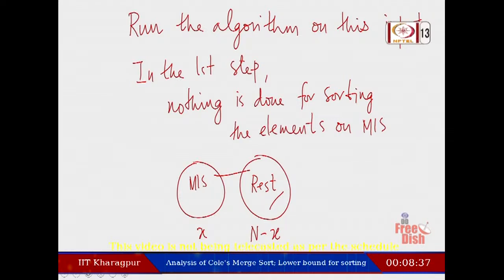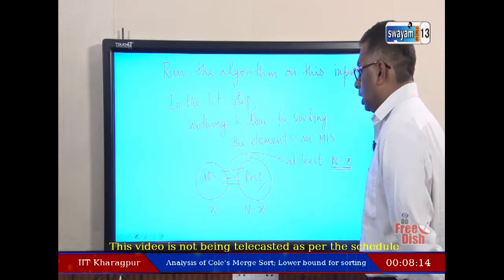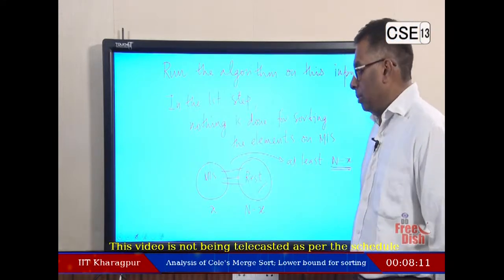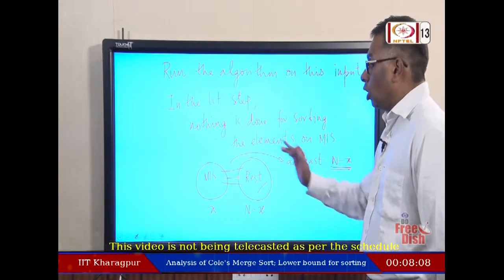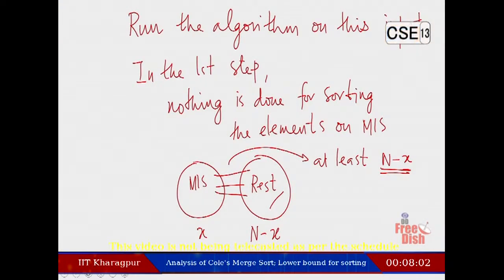The number of edges between the maximal independent set vertices and the rest should be at least n minus x. Why is that? A vertex that is not in the maximal independent set should be adjacent to at least one vertex in the maximal independent set. If this is not the case, then we would be able to add that to the maximal independent set, and the maximal independent set would no longer be maximal. So the number of edges between the maximal independent set and the rest of the graph is at least n minus x.